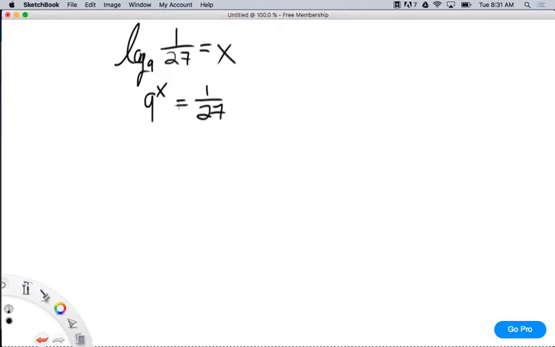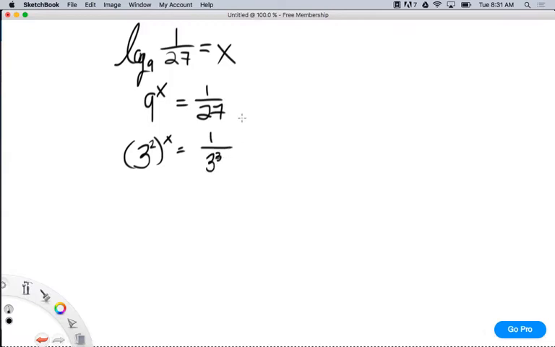What's a common root? Now, I don't want to think about 1 over 27. I just want to think about 9 and 27. It's just way easier that way. So what's a common root of 9 and 27? 3. Good. So this would be 3 squared to the x, and this would be 1 over 3 to the third.